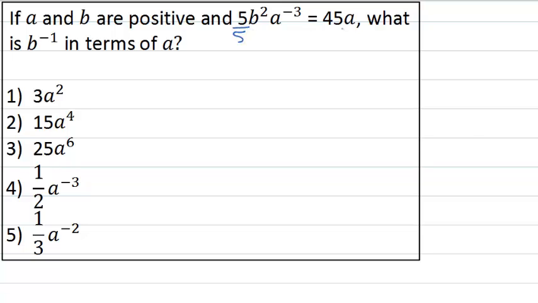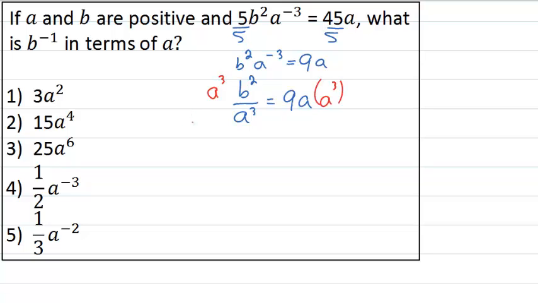So we can divide both sides by 5, and that gives us b squared times a to the minus 3 power equals 9a. Now I'm going to get rid of the negative exponent because it'll make it easier to see things clearly. B squared over a to the third equals 9a. Now if I need b to the minus 1 power, I need to slowly work toward having just b by itself on one side of the equation. So I'm going to multiply both sides by a to the third, and that gives me b squared equals 9a to the fourth.